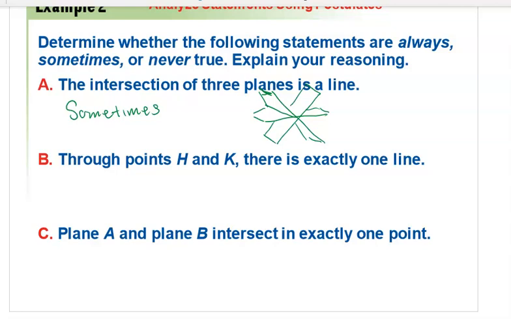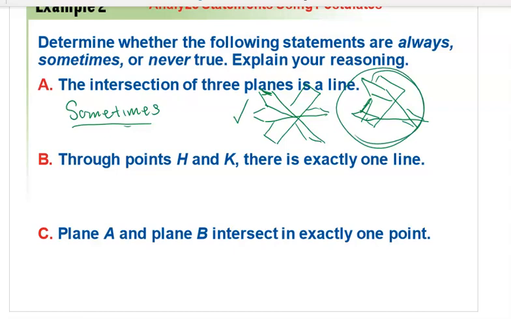But to make it sometimes, you have to find one counterexample that makes it non-true. So what if I drew my three planes like this? So for something like this, the statement is true. But there are three lines that are the intersection of those three planes. So this would be sometimes. So it could be true here, but this is our counterexample to counteract the always.